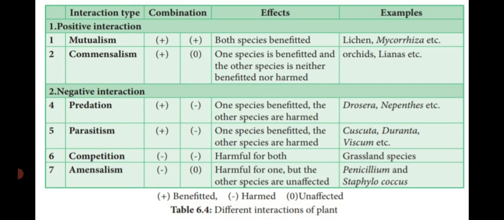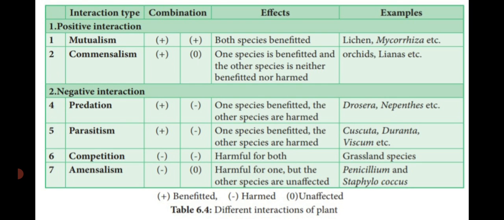So all the different types of interaction are given in the simplest way in the table column. It is very important, a 2 mark question. Kindly put an important mark in your textbook. So these are all the different interactions of a plant. Positive interaction we already studied in a detailed manner. Negative interaction, we have seen predation with different examples.